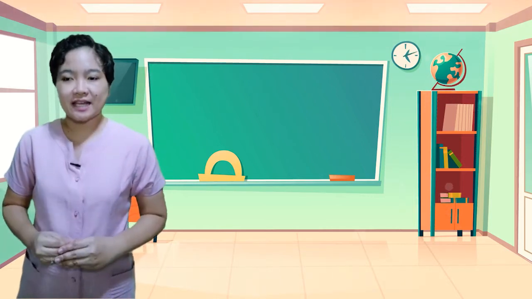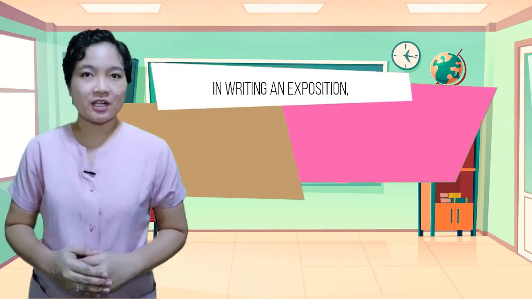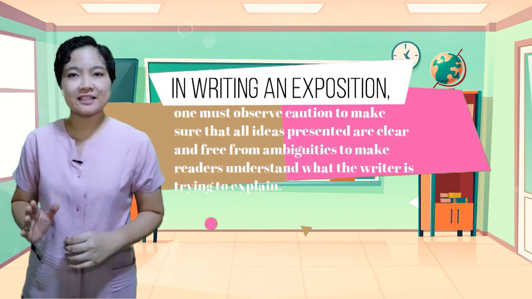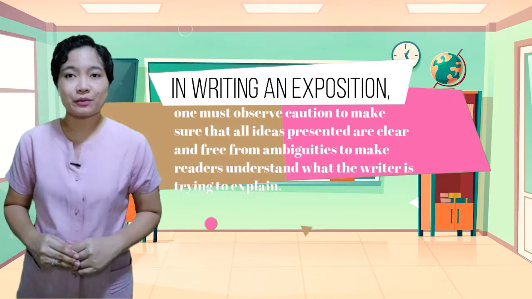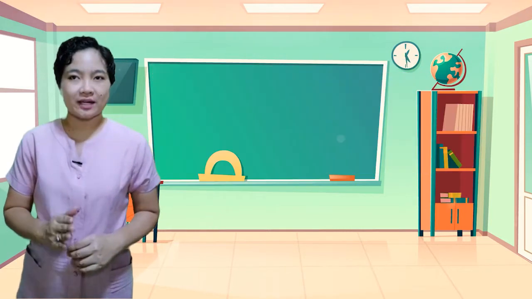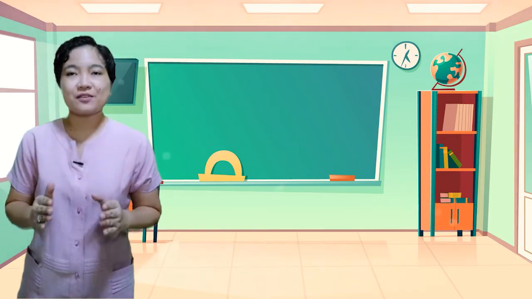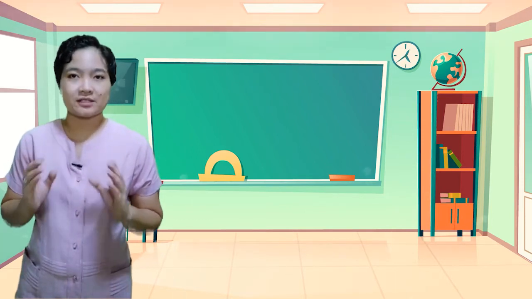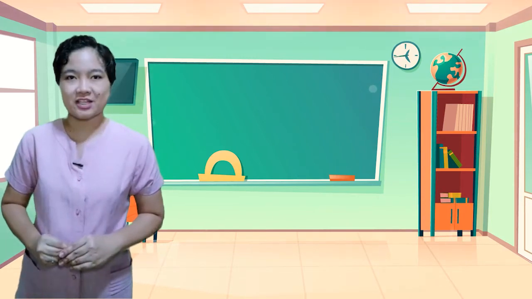This time, let us discuss what is an exposition. In writing an exposition, one must observe caution to make sure that all ideas presented are clear and free from ambiguities to make readers understand what the writer is trying to explain. It is in this sense that even at the beginning of the essay, everything must be on point, particularly the writing of the statement of position.